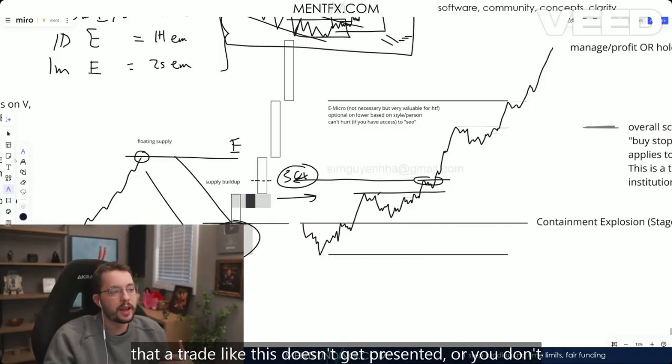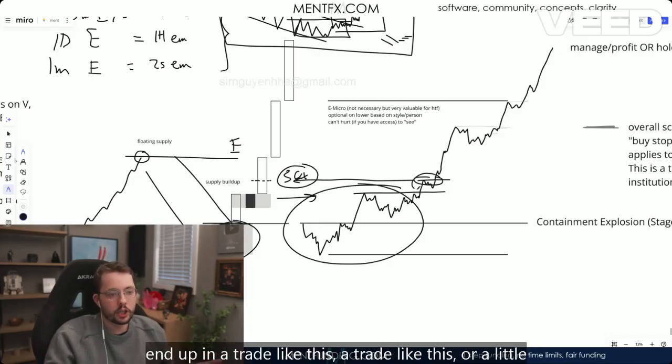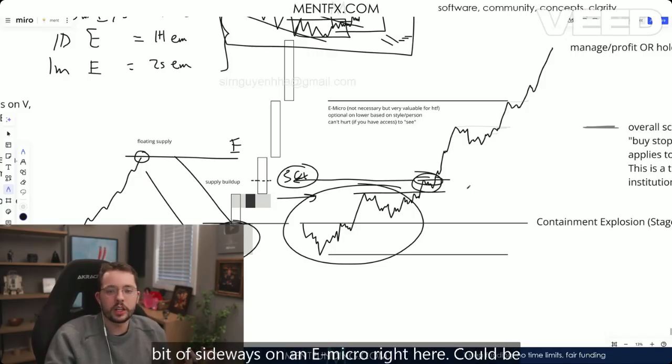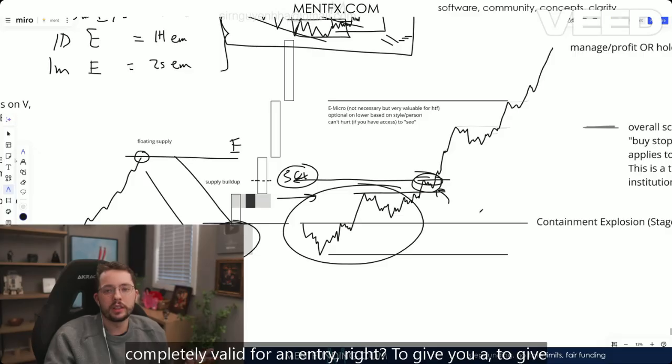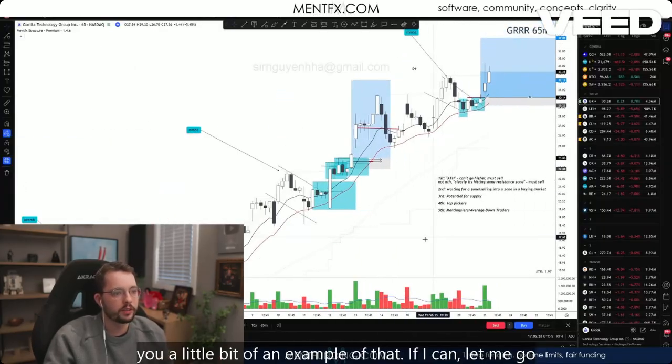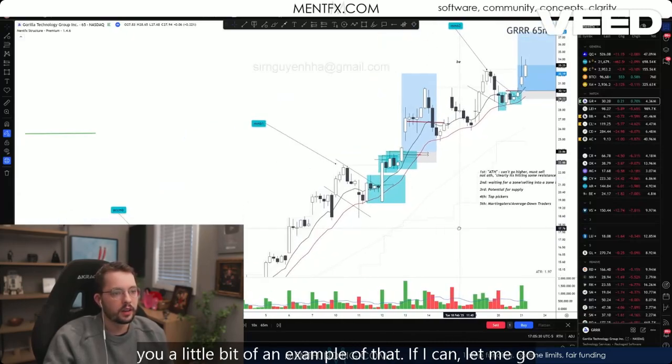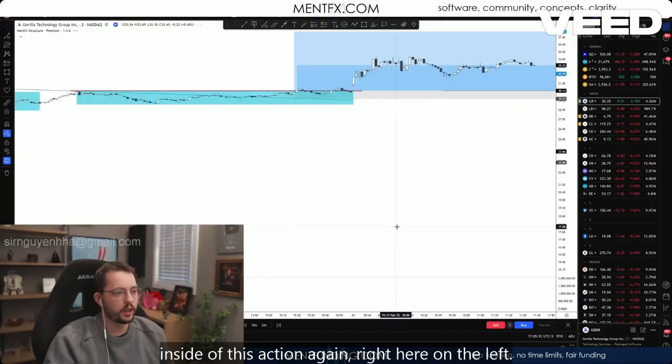So in the scenario that a trade like this doesn't get presented, or you don't end up in a trade like this, a trade like this, or a little bit of sideways on an E micro right here, could be completely valid for an entry, right? To give you a little bit of an example of that, if I can, let me go inside of this action again, right here on the left.